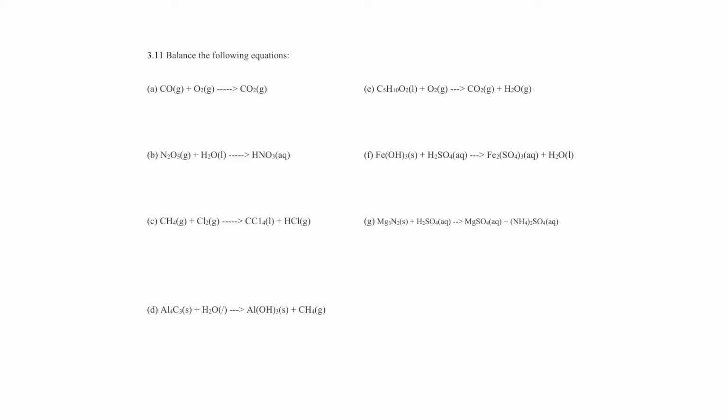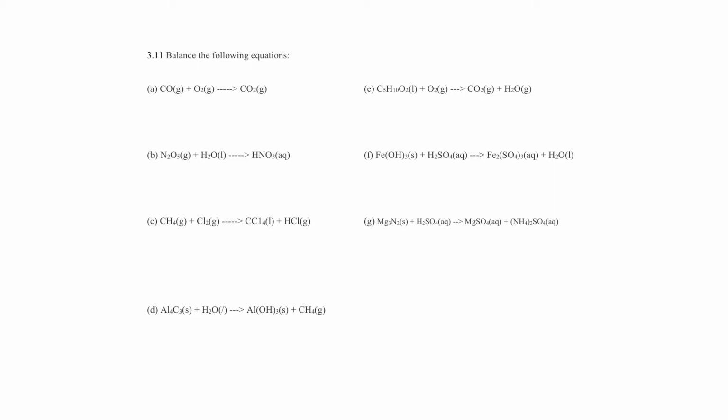Hello, this is Chemistry, The Central Science, 11th edition, and we are at the end of the chapter questions of chapter 3, question number 11. Balance the following equations. First: carbon monoxide plus oxygen yields carbon dioxide. I'd like you to do oxygens and hydrogens last.